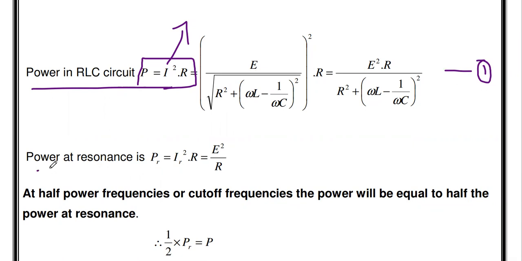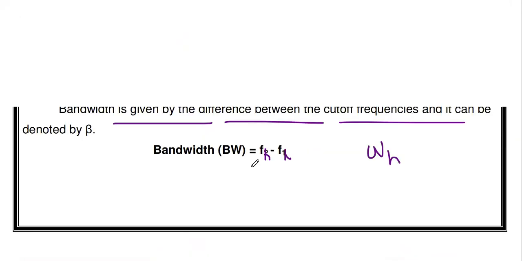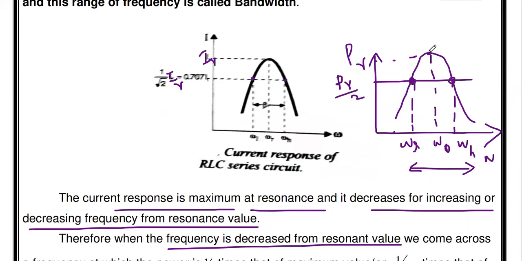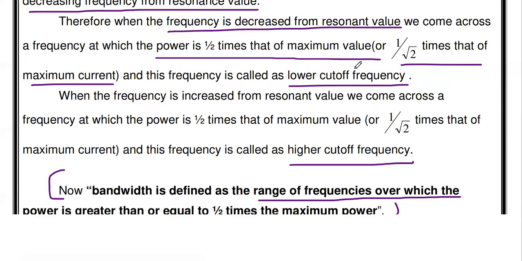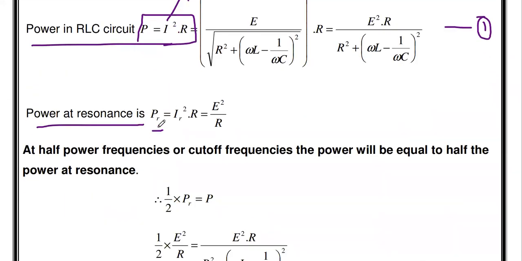Next, we are going to derive the power at resonance, PR. What is PR? It is the maximum power at resonance condition. The power in the series RLC circuit reaches its maximum value at resonance, whenever omega equals omega R, and that is denoted by PR. So the power at resonance condition PR equals IR squared into R. What is IR, the current at resonance condition? We already derived it.